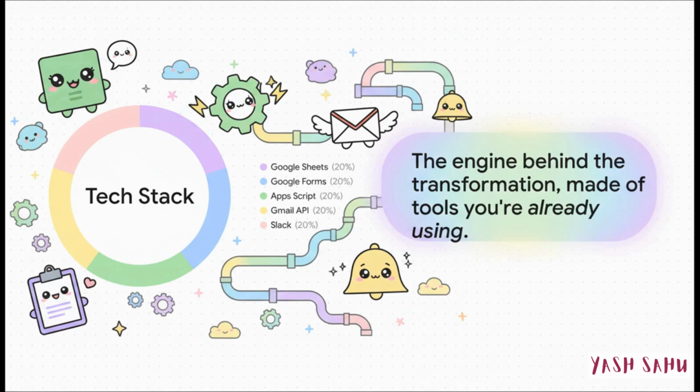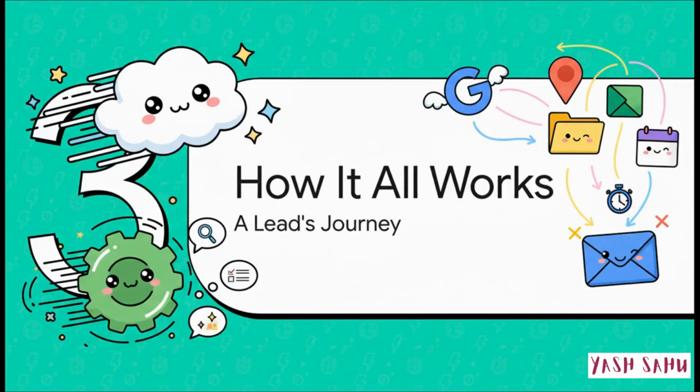Google Apps Script is the brain, the logic that runs all the automation. And then you have the Gmail API and Slack handling all the instant notifications. It's powerful, it's integrated, and it's completely free. Okay, so we've covered the why. Now for the really fun part, the how.